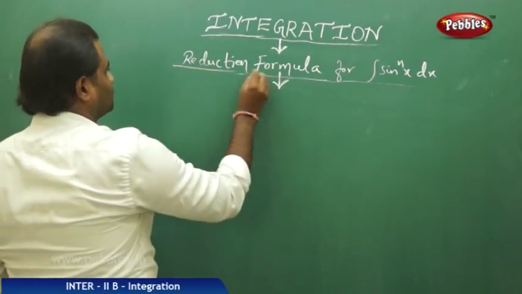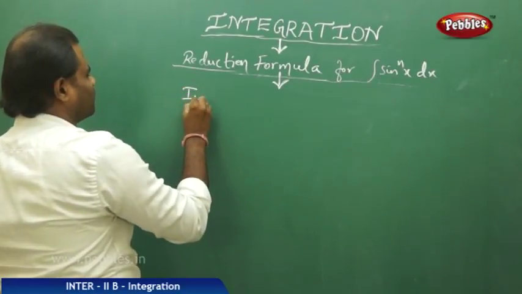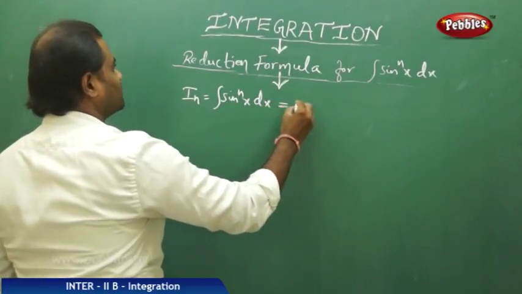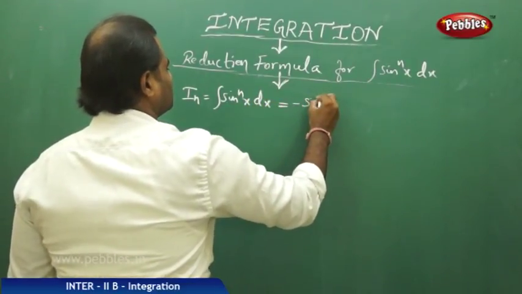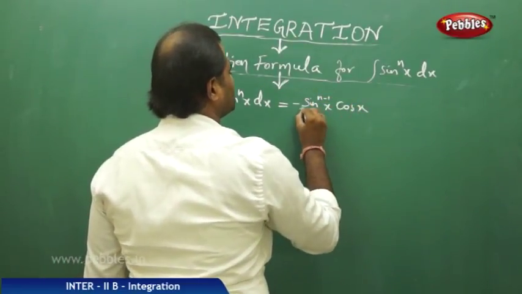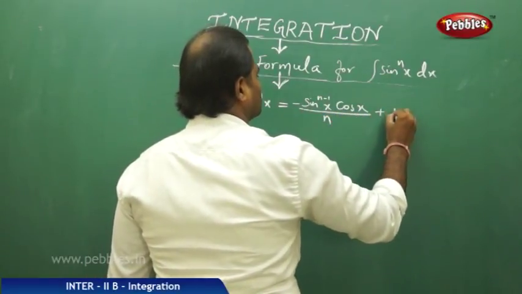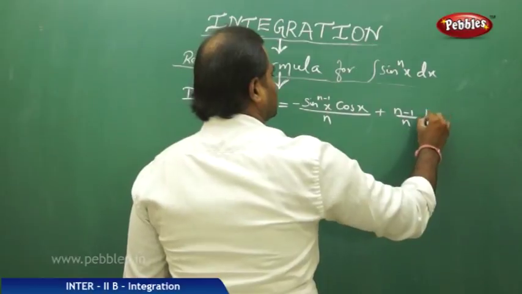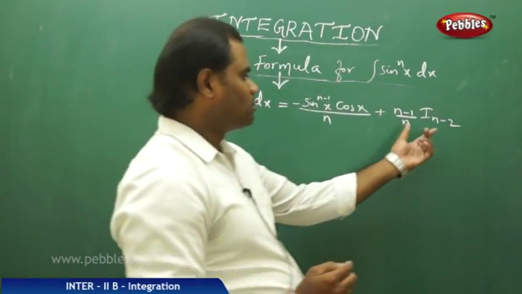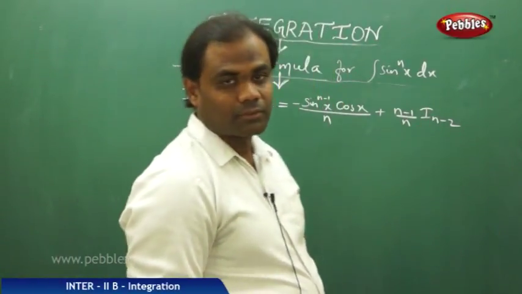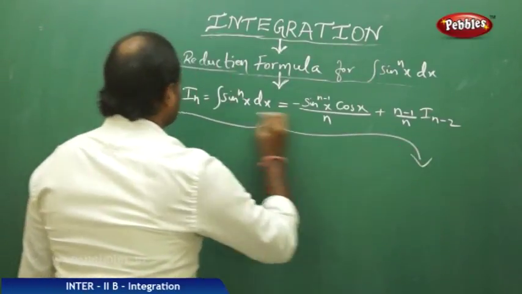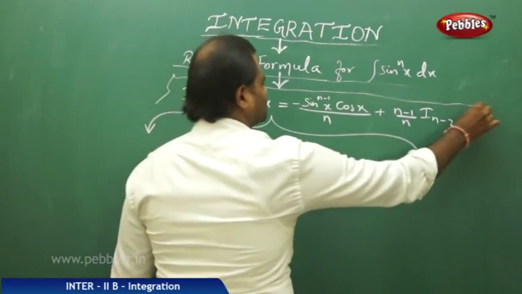Now, as we know, the reduction formula for In, that is integral sin^n x dx, is given by the formula minus sin^(n-1)x cos x by n plus (n minus 1) by n of I(n-2), then the biggest question is what would be the last term until the reduction. So here come the two cases. One is when n is even and the other when n is odd.